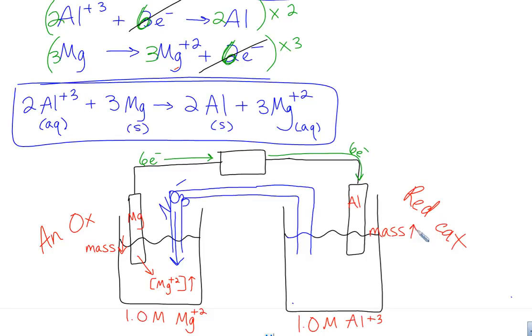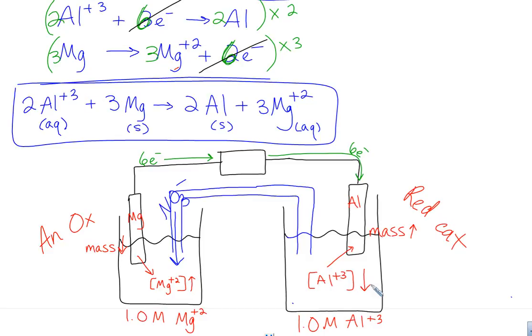Where does the aluminum come from? The aluminum ion in solution. As the electrons are picked up, this metal becomes negative. Well, these positive aluminum ions are attracted to that metal then. As they pick up the 6 electrons, the aluminum ions will form solid aluminum. This concentration will decrease.